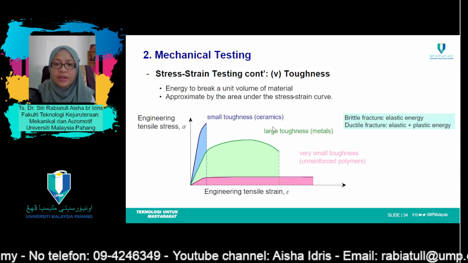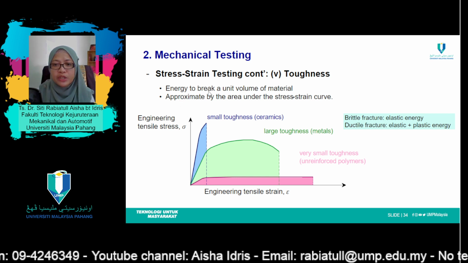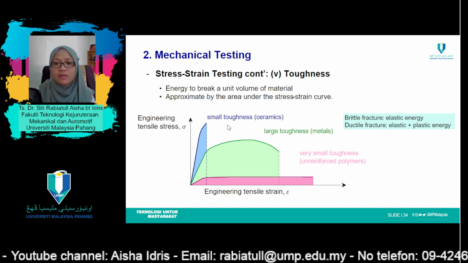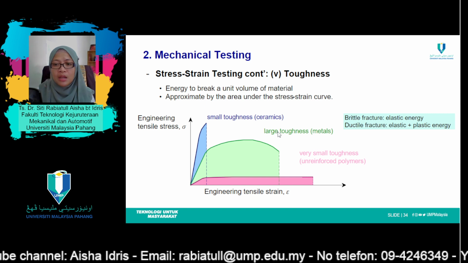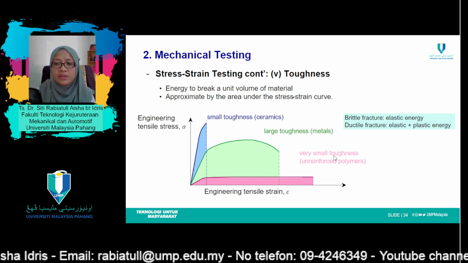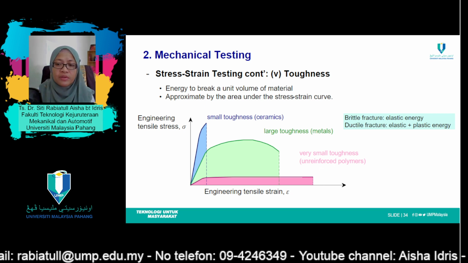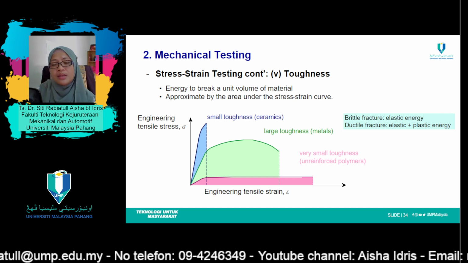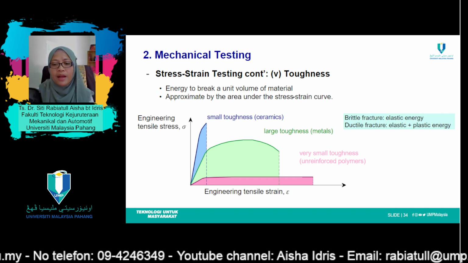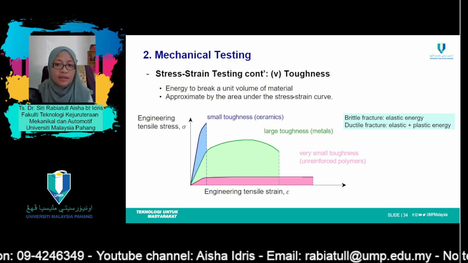Number 5 is toughness. Toughness refers to the energy to break a unit volume of material, and for ceramic, it has small toughness. Metals have large toughness. Polymers have very small toughness. So several different types of materials have different toughness. So it doesn't mean, like I mentioned just now, that even though metal has high strength, it is high in toughness.